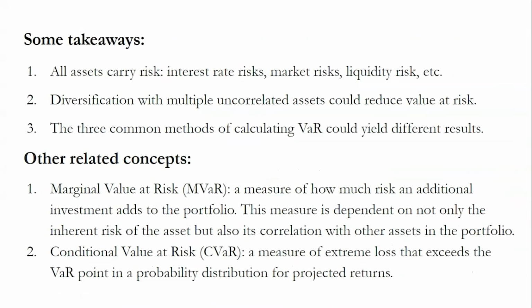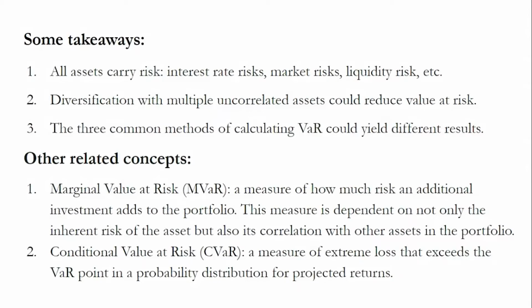So some takeaways. First, all assets carry risk: interest rate risk, market risk, liquidity risk, etc. Two, diversification with multiple uncorrelated assets could reduce value at risk, mainly by reducing the portfolio standard deviation. Three, the three common methods of calculating value at risk could yield different results.